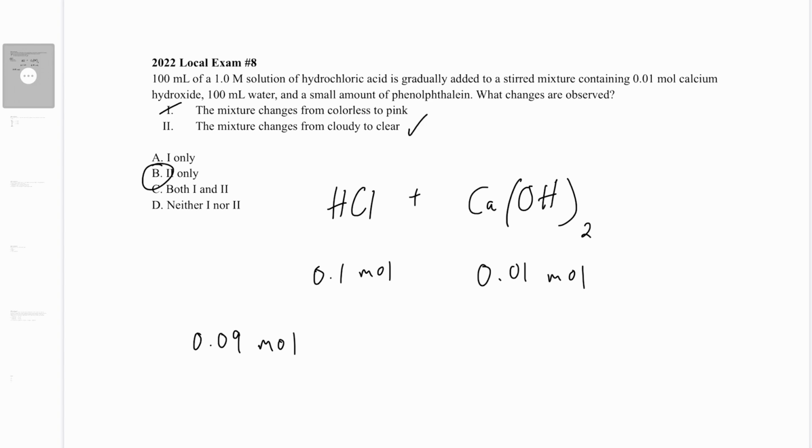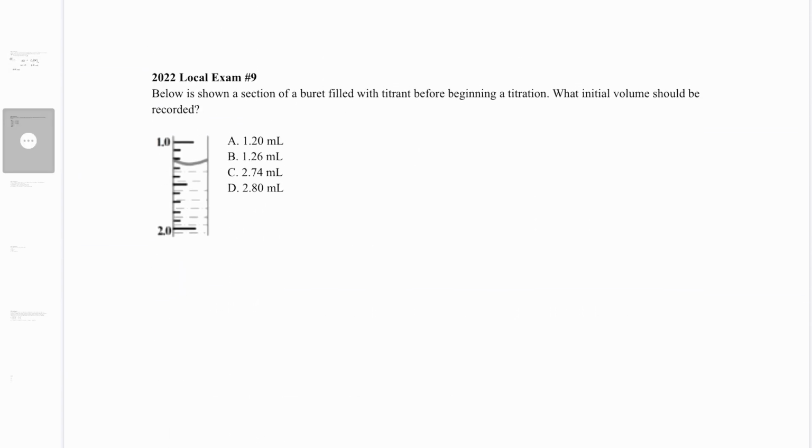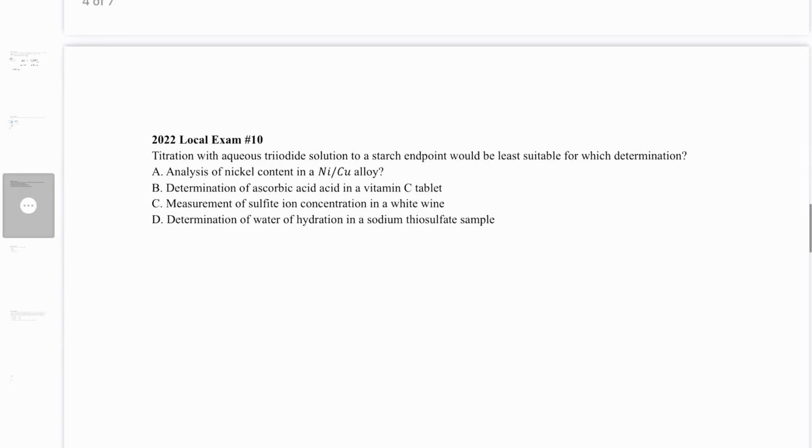All right, let's go to question 9. Below is shown a section of a burette filled with titrant before beginning a titration. What initial volume should be recorded? Remember, the thing with burettes is that they are kind of inverted, so the top numbers are lower than the bottom numbers. So that's like the 1.2, and you go a little below that, that's like 1.26. And that's answer choice B. All right, let's go to question 10.